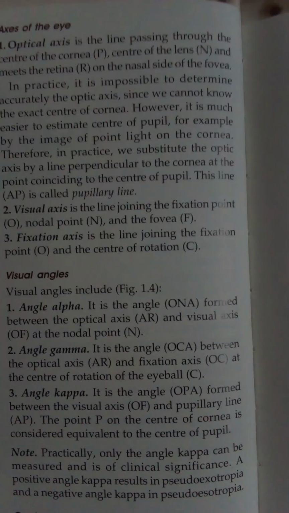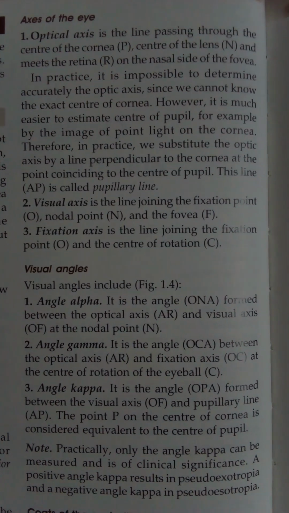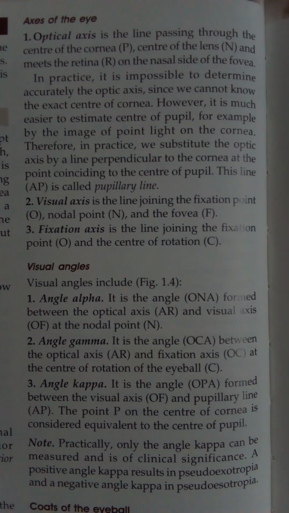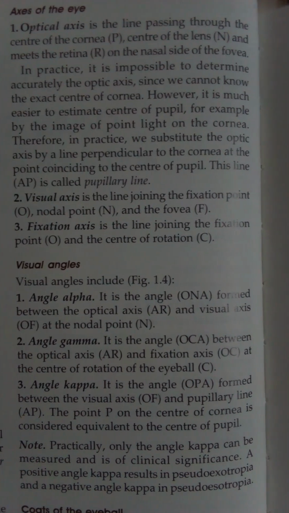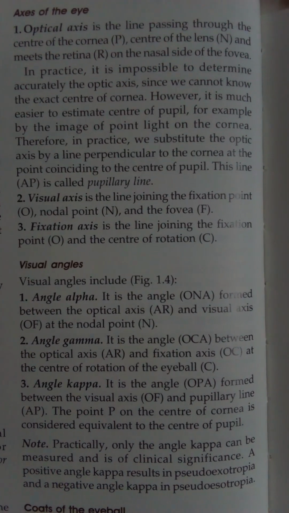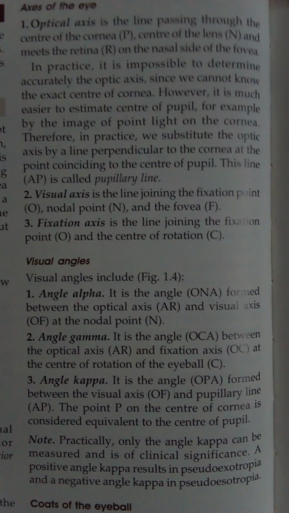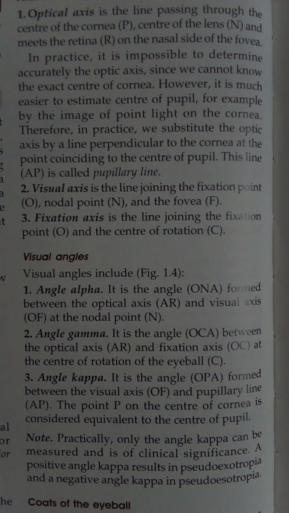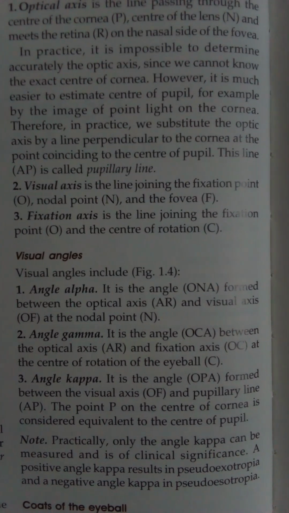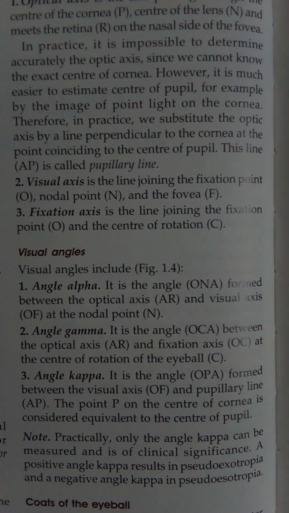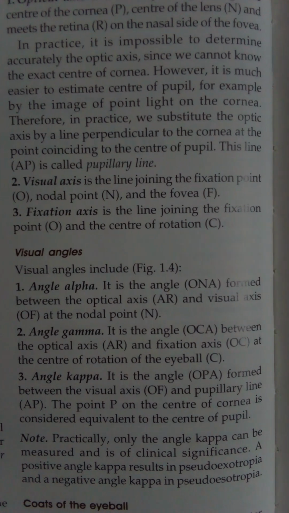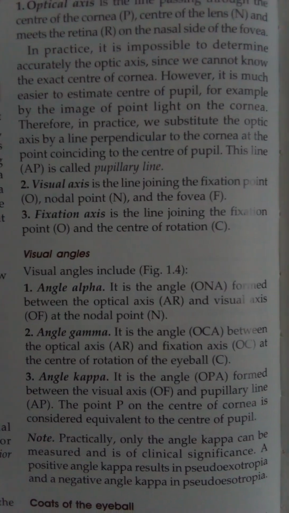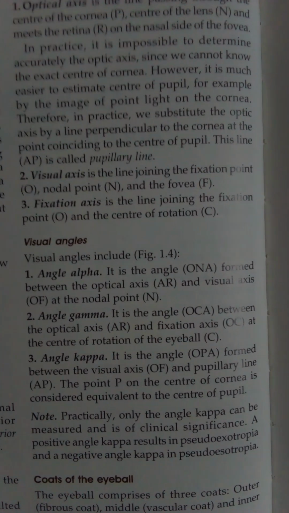In practice, it is impossible to determine accurately the optic axis since we cannot know the exact center of the cornea. However, it is much easier to estimate the center of the pupil, for example, by the image of a point light on the cornea. Therefore, in practice, we substitute the optic axis by a line perpendicular to the cornea at the point coinciding with the center of the pupil. This line AP is called the pupillary line.